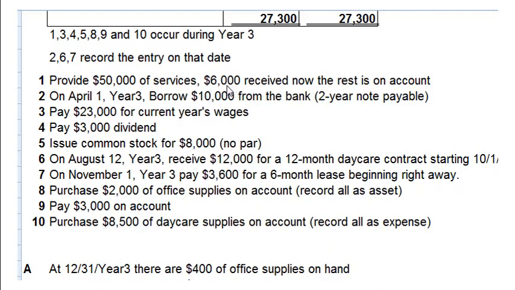Remember that generally accepted accounting principles require us to use the accrual method of accounting. In the accrual method of accounting, we need to pay attention to the correct timing of revenue. We record revenue when we provide the goods or services. It does not matter when we collect the cash. So, our question here is, how much of these daycare services were provided during this accounting period, which is year 3? Well, they provided $50,000 worth of services. They got paid $6,000, and the other $44,000 is on account.